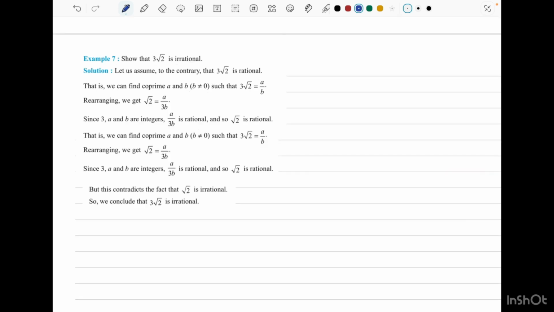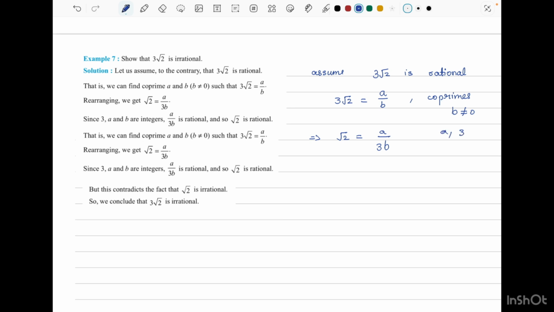Next question, example 7. Show that 3 root 2 is irrational. Assume the contrary, that 3 root 2 is rational. So let a and b be coprimes, and 3 root 2 can be written as a by b, where a and b are coprimes and b not equal to 0. Taking 3 to the other side, we get root 2 is equal to a by 3b.